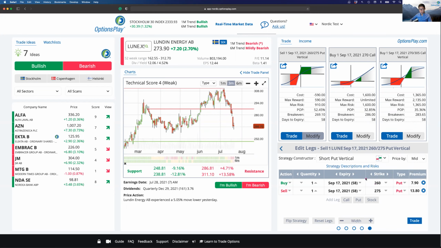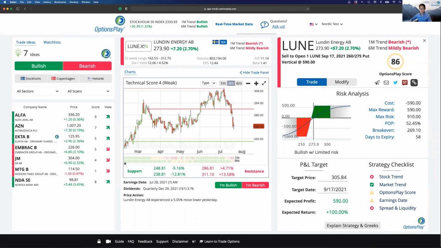As you can see, the distance between these two strikes is 15 crowns, and I'm collecting 5.9 crowns, which is a little over 33% of the width here. It's not the ideal strategy because I'm slightly in the money, but I'm only in the money by one crown, which is okay in my opinion on a 275 crown stock. So this is an example of a credit spread that we can trade. As you can see, I'm risking 910 crowns to try to make 590 crowns. That's the strategy here. So we're going to save this and we'll take a look at LUNE.